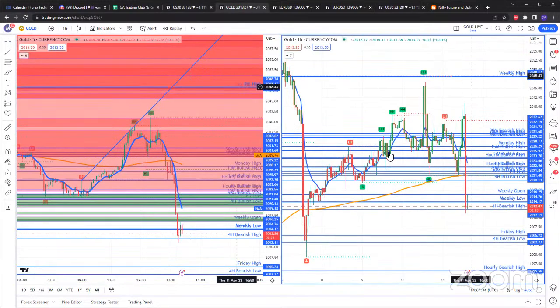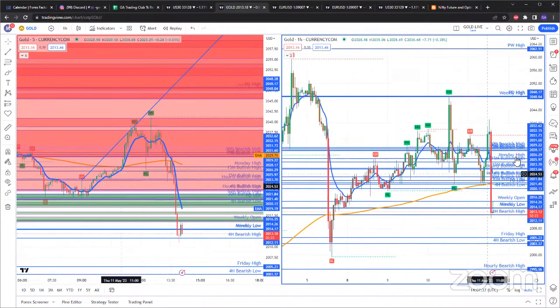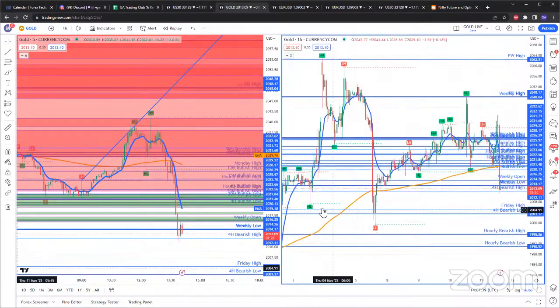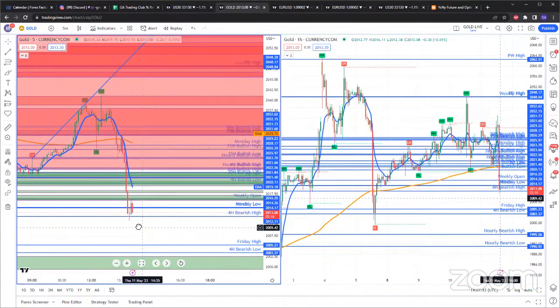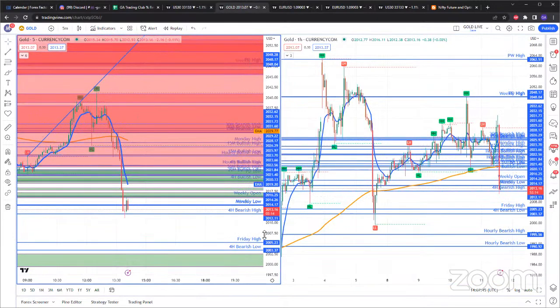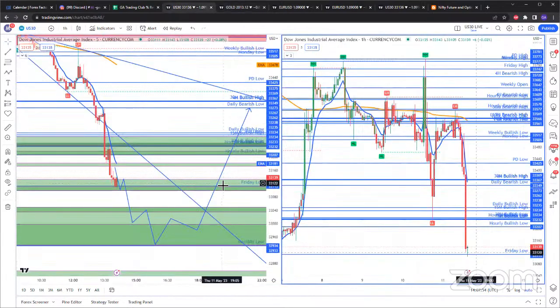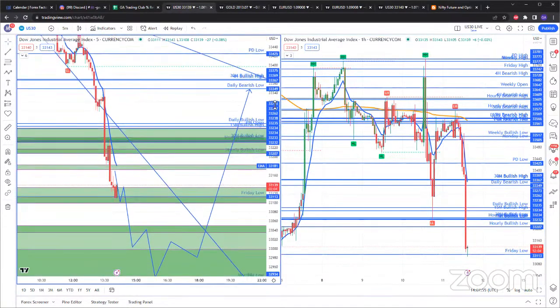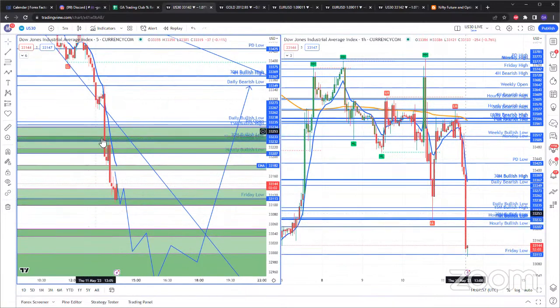Gold, let me change. So gold, this is the hourly. You can see if gold is to complete structure, we have around the 2007 area. So we need gold to keep dropping to the 2007 area, but you can see we are coming into a bearish high, bearish low area. I didn't see that. So US 30, we don't have any zones for now, but you can see it's breaking past demand zones where you would expect price to keep going up.